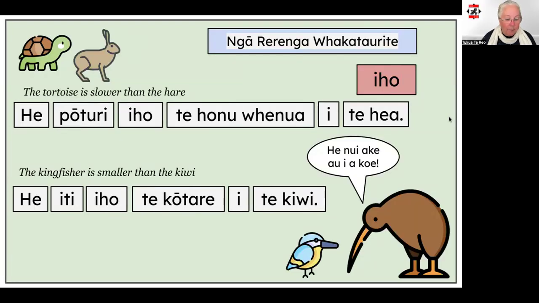Here's a couple of examples using iho to indicate something being less than. The sentence structure stays exactly the same. He pōturi iho te hōna whenua i te hea. The tortoise is slower than the hare. And he iti iho te kōtare i te kiwi. The kingfisher is smaller than the kiwi.